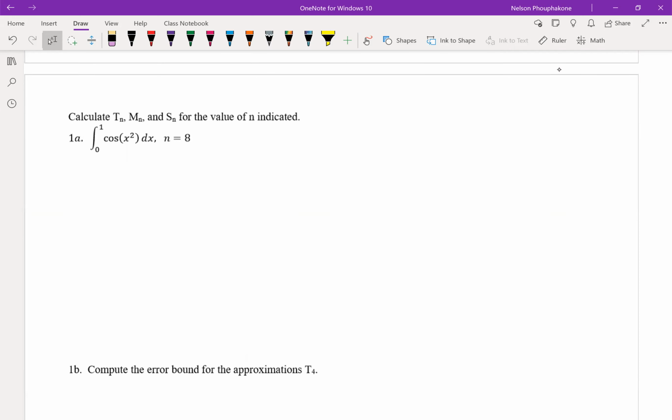Right now let us work with our first example. In this one right here, we would like to find T sub n, the trapezoidal approximation, the midpoint approximation, and the Simpson approximation. Let's see how we do this.